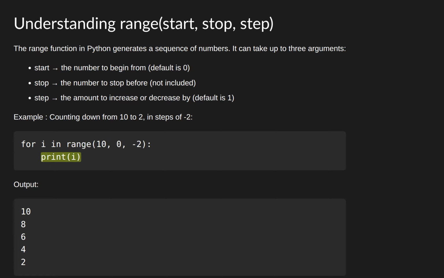Here, we see an example where we count down from 10 to 2, decreasing by 2 each time. This code uses a for loop with range, starting at 10, ending before 0, and stepping by -2. Each value in the sequence is printed. The output displays the numbers 10, 8, 6, 4, and 2, each on a new line. This shows how the range function can be used to generate sequences in reverse order with a custom step.